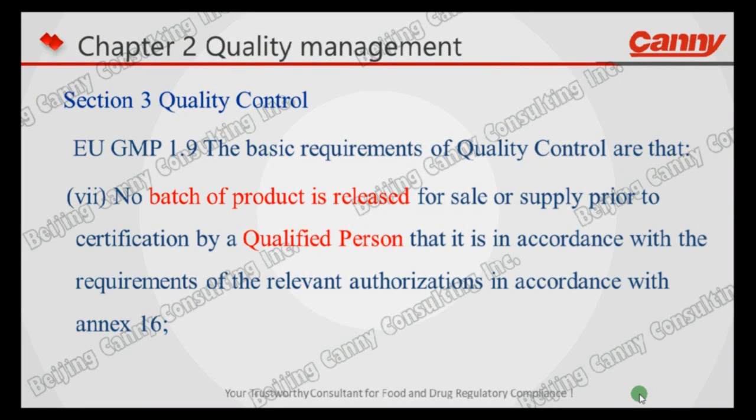And section 3, quality control. In the EU GMP 1.9, the basic requirements of quality control are that no batch of products is released for sale or supply prior to certification by a qualified person. That is, that it is in accordance with the requirements of the relevant authorization in accordance with Annex 16. So, before a batch is released, it should be reviewed and approved and released by a qualified person. These are the same in the Chinese and in the EU GMP.